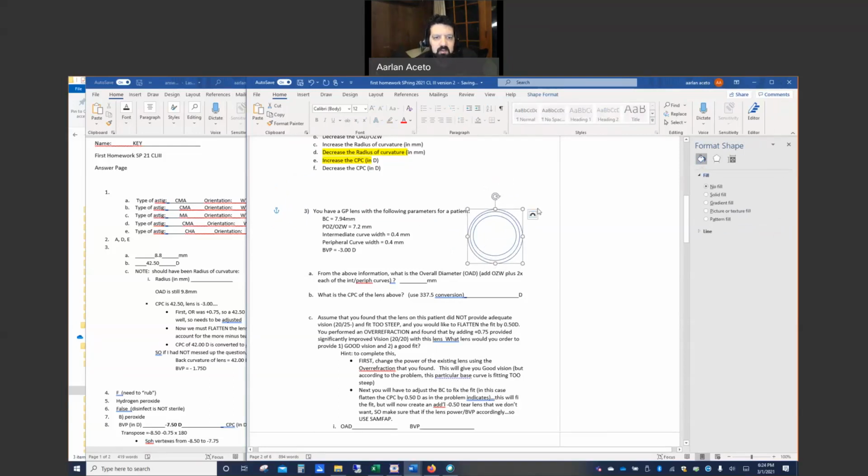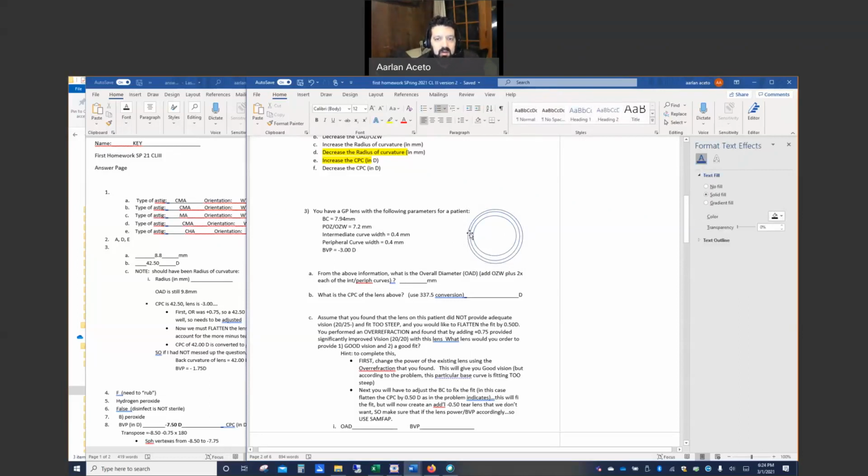And so the inside would be 7.2. Our second curve, or our intermediate curve, would be about 0.4 on this side, 0.4 on this side. And the peripheral curve would be 0.4 over here and 0.4 over here. So it would be 7.2 plus 0.8 on this side, 0.4 and 0.4. And then 0.8 here, 0.4 and 0.4. So 1.6 and 7.2 should be, if I'm not mistaken, 8.8 in terms of this right here, the overall diameter.